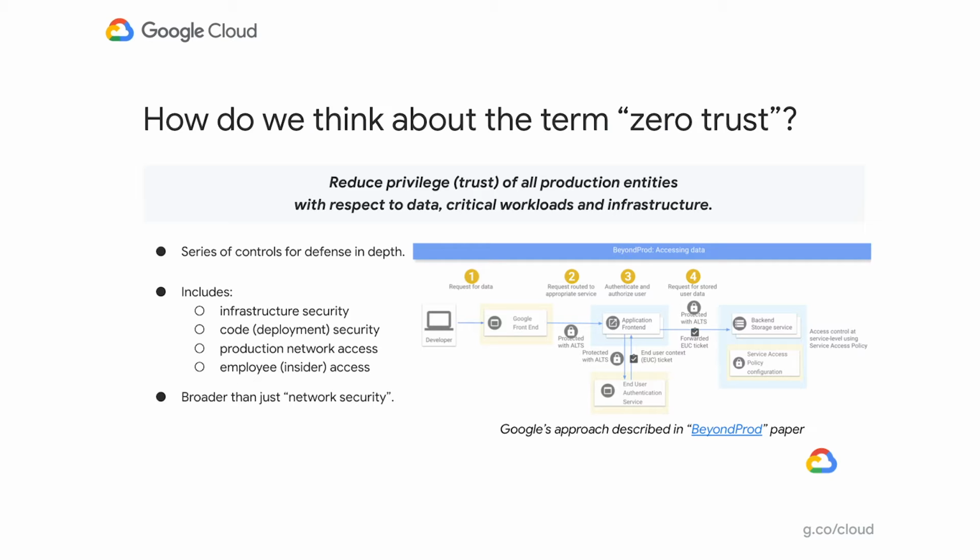It's not just about network security. It is bigger than that, broader than that. We think about it as a series of controls for defense in depth, and those controls include infrastructure security, code or deployment security, production network access, and employee or insider access. We have described our approach that covers all of these dimensions through a paper called BeyondProd, and this is available for you to read. We highly recommend that you take a look at that.